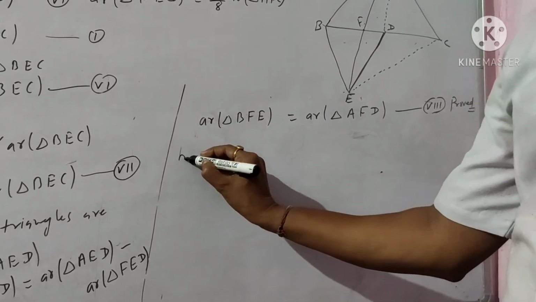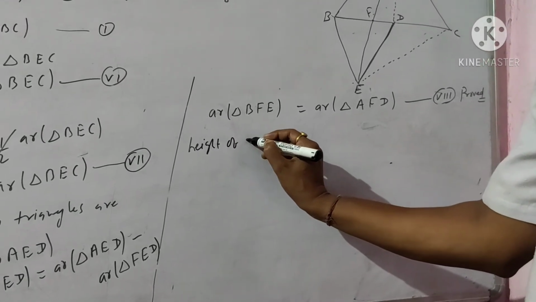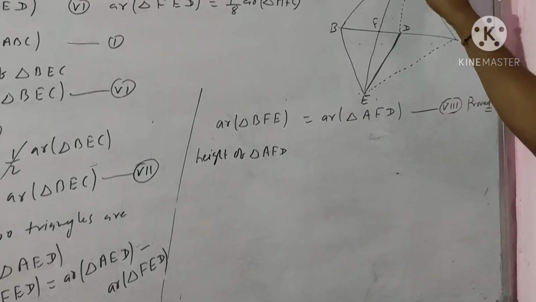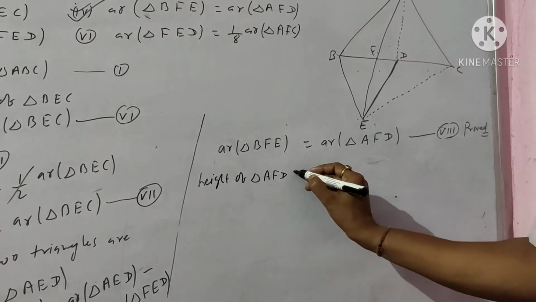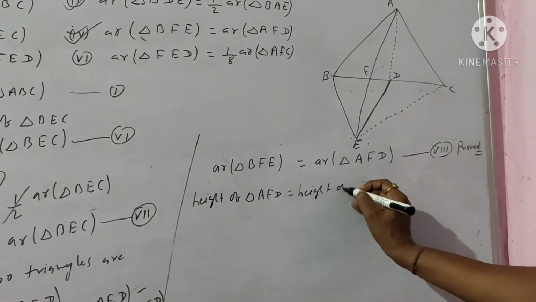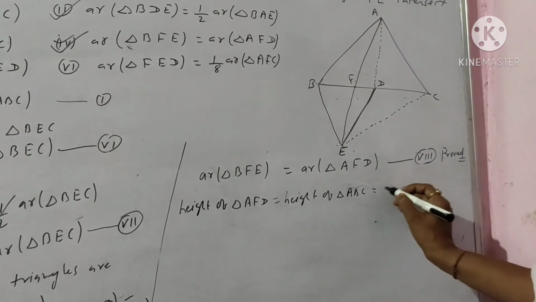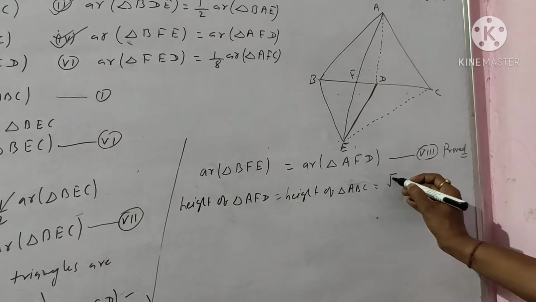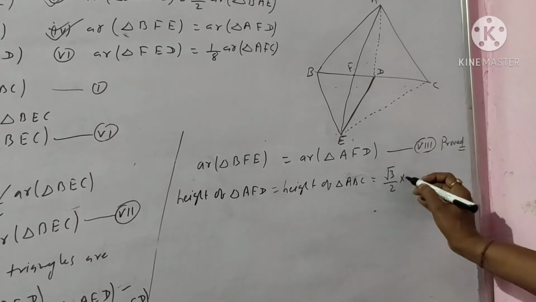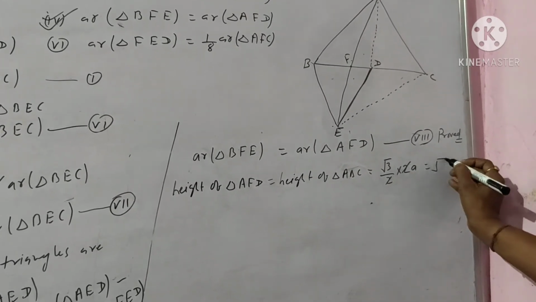Height of triangle AFD is equal to height of triangle ABC. So here root 3 by 2 into, we know that in an equilateral triangle height is root 3 by 2 into 2a. 2a is the side, 2 cancels, so we can write here root 3a.